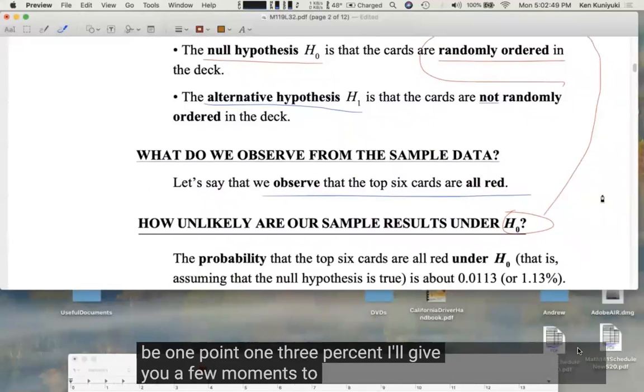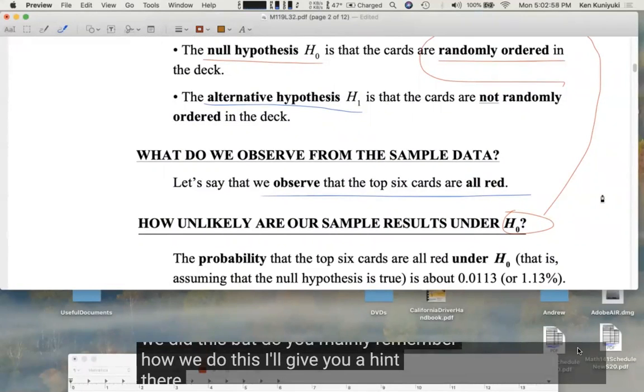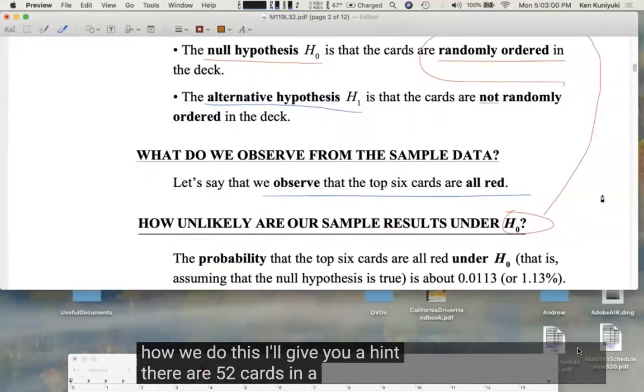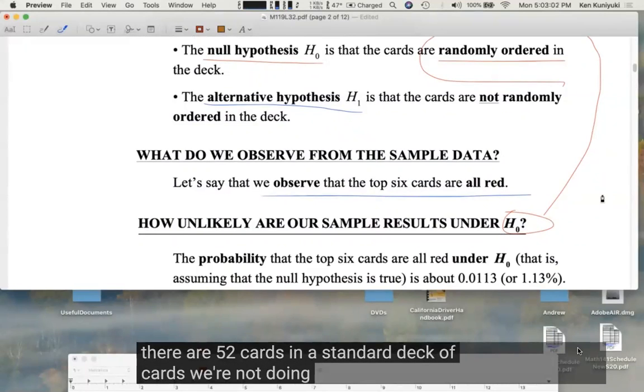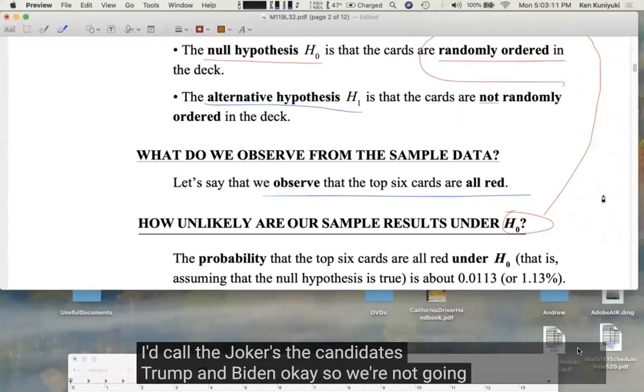I'll give you a few moments to try to remember how we did this. You may forget exactly how we did this, but you vaguely remember how we do this. I'll give you a hint. There are 52 cards in a standard deck of cards. We're not doing the jokers. I guess usually in an election year, I'd call the jokers the candidates, Trump and Biden. Okay, so we're not going to include the jokers.